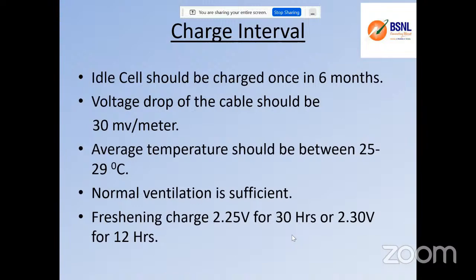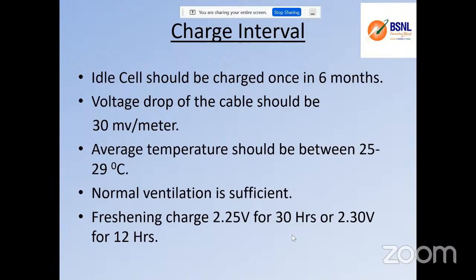The distance is also one of the matters, from where the supply is connected to the load, because it will be connected through the DC cable. There will be a small voltage drop, as there will be resistance in the DC cable, and I square R loss will be there. So 30 millivolts per meter will be the voltage drop, so proper planning, proper cable thickness, and proper spacing and distance have to be maintained for the battery, power plant, and load capacities. The temperature should be maintained at around 25 to 29 degrees, and normal ventilation is sufficient. It does not require any AC or fans. So normal ventilation is required.